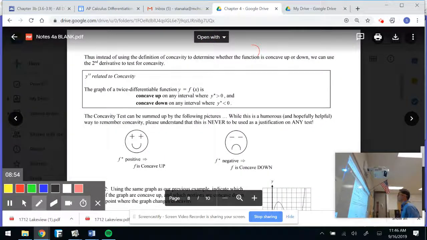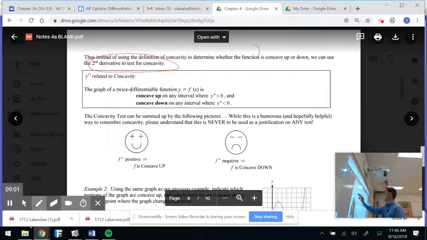Thus, instead of using the definition of continuity to determine whether the function is concave up or concave down, we can use a second derivative test for continuity. Concave up on an interval where the second derivative is positive, concave down where the second derivative is negative.